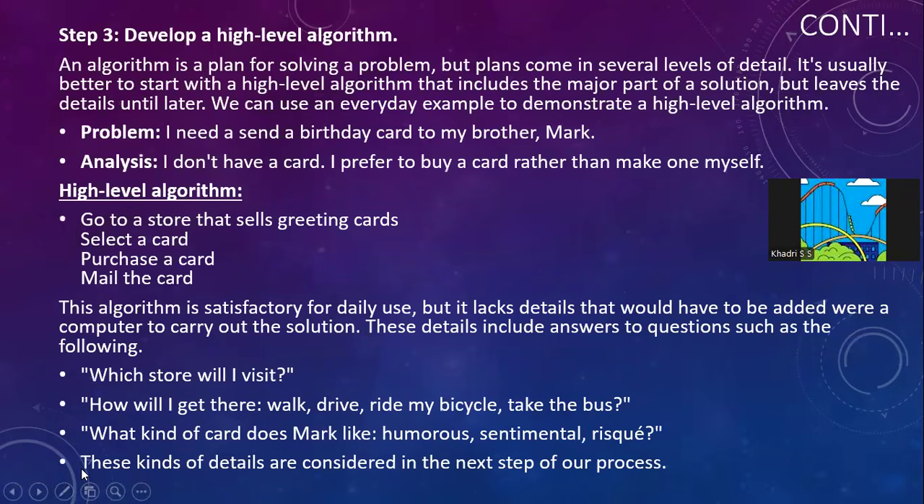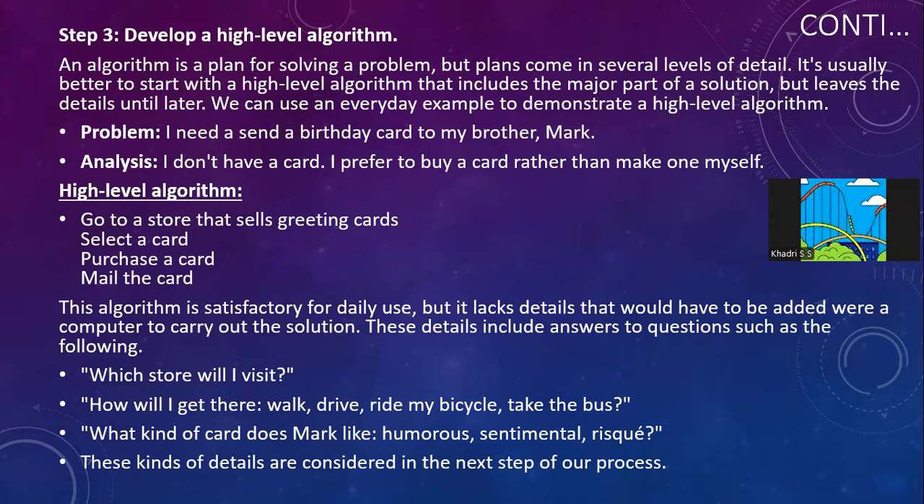And the next one is to develop a high level algorithm. So developing the high level algorithm on which basis? On the problem and analysis basis. Here is an example: the problem is I need to send a birthday card to my brother, Mark. Analyzing it, I don't have a card, and I prefer to buy a card rather than make one myself. So I need to build an algorithm for this: go to the store that sells greeting cards, select the card, purchase the card, mail the card. This is the step where I provide the high level algorithm.